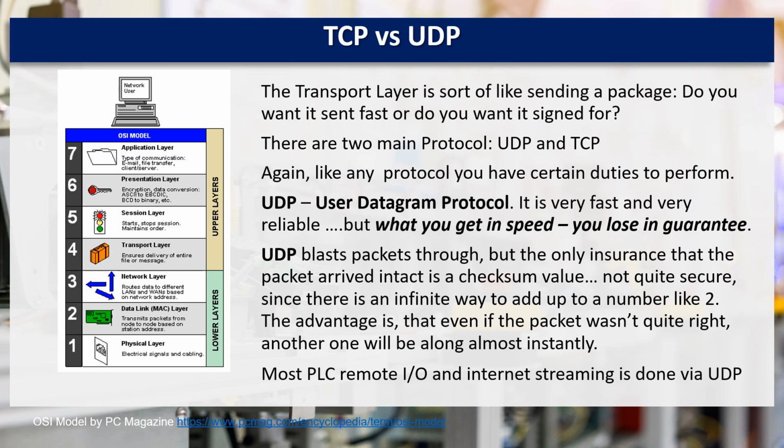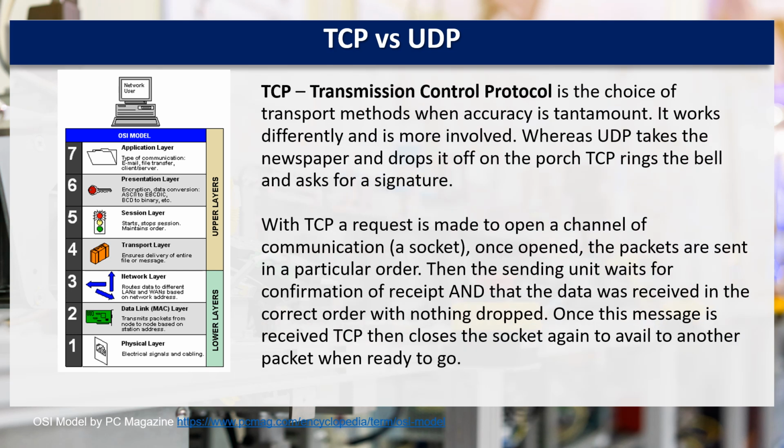Most PLC remote I/O and internet streaming is done via UDP. Transmission Control Protocol is the choice of transportation methods when accuracy is paramount. It works differently and is more involved. Whereas UDP takes a newspaper and drops it off the porch, TCP rings the bell and asks for a signature.